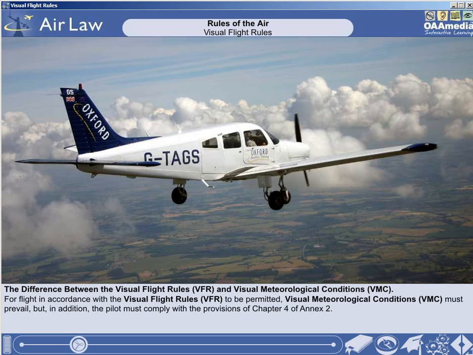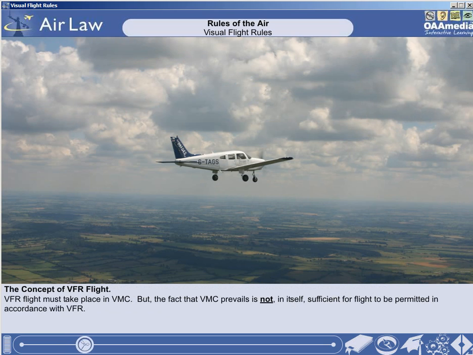For the moment, just make sure that you remember the following important point. For flight in accordance with the visual flight rules to be permitted, visual meteorological conditions must prevail. But, in addition, the pilot must comply with the provisions of Chapter 4 of Annex 2, which deal with types of airspace, altitudes, speeds, etc. To sum up then, VFR flight must take place in VMC, but the fact that VMC prevails is not in itself sufficient for flight to be permitted in accordance with the visual flight rules.